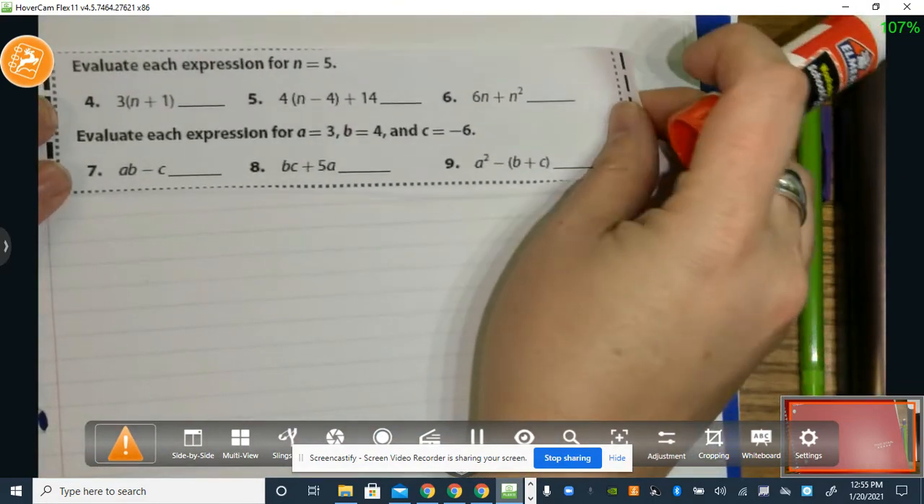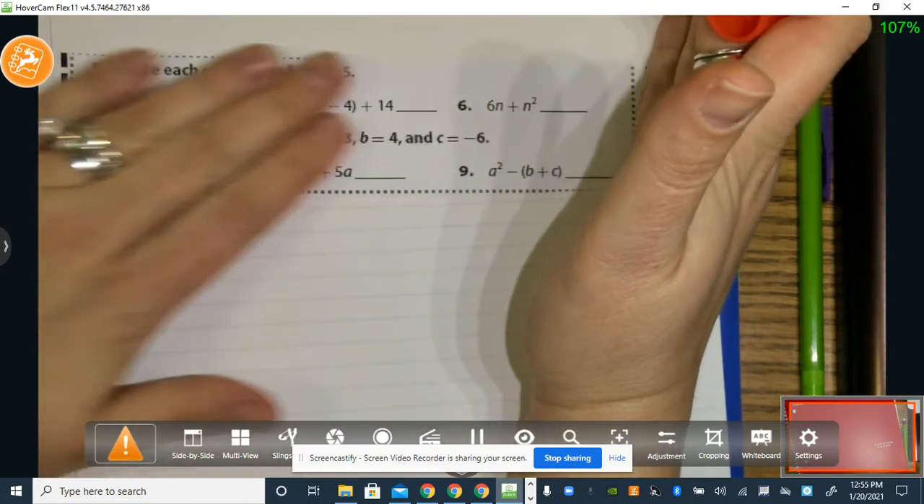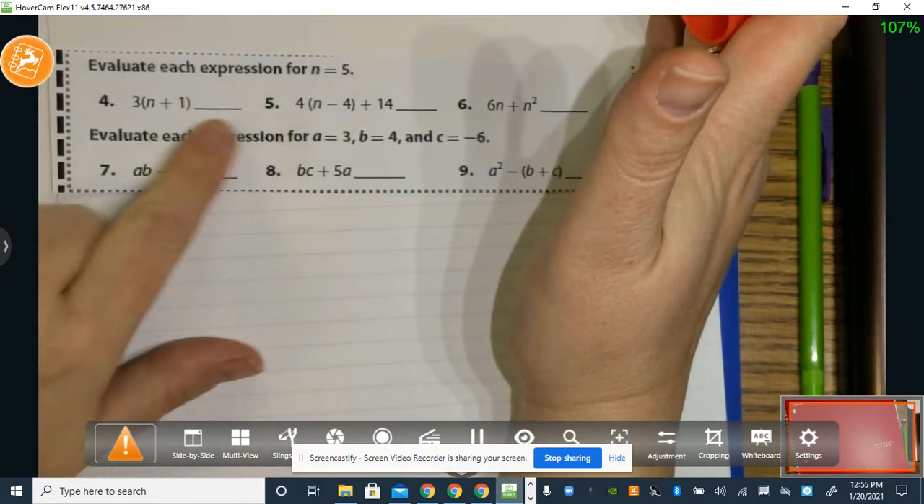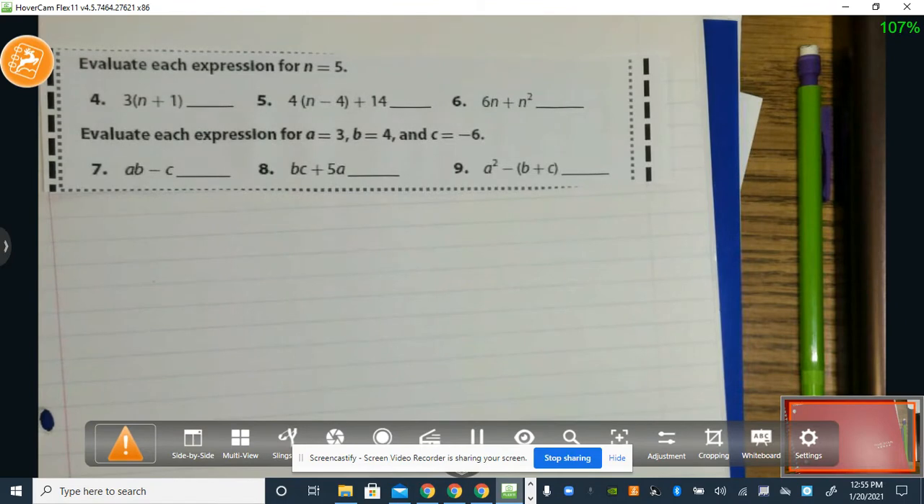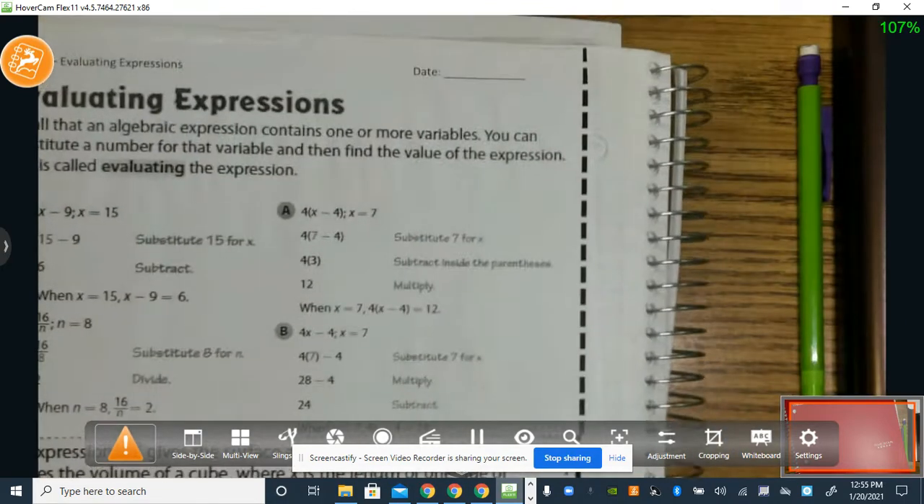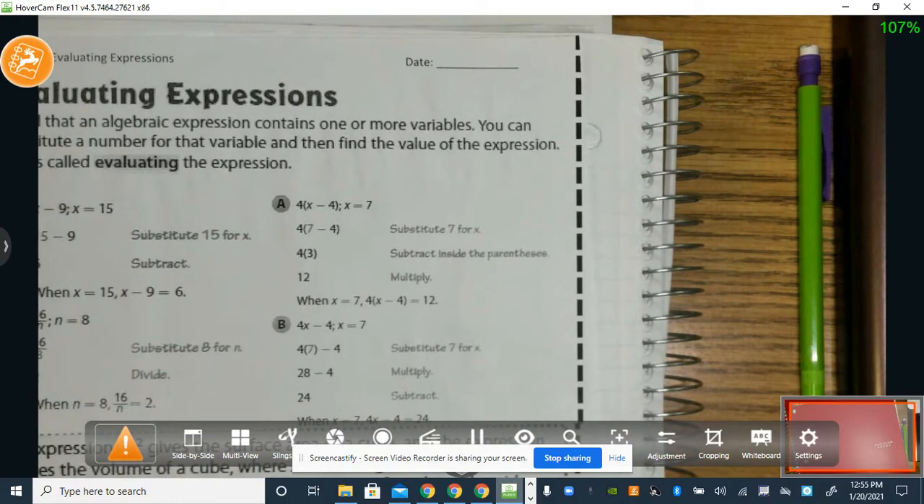Okay, and then you're going to flip the page over, and you're going to glue those, I believe there's 6 questions on the top of the right page of your journal, because we're going to show some work there. There's not enough space here to show work, so I moved it over to the next page. So let's talk about evaluating expressions.